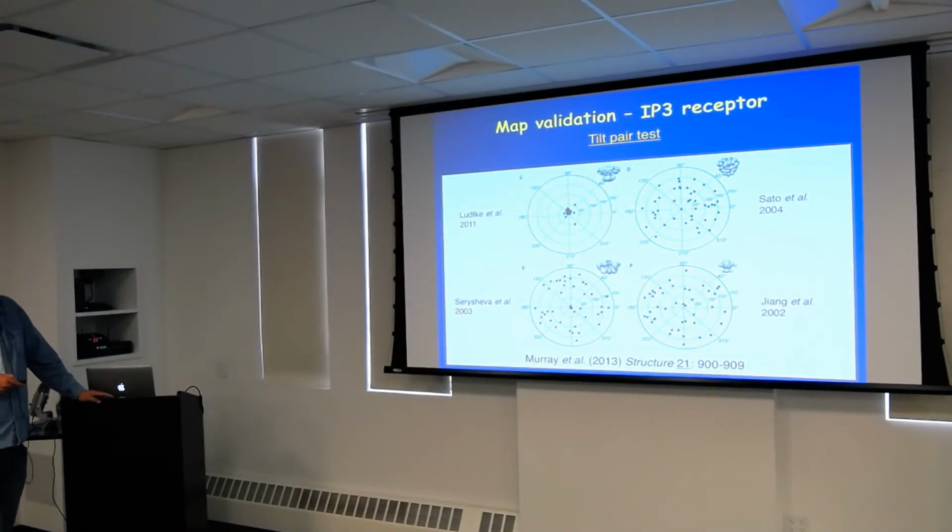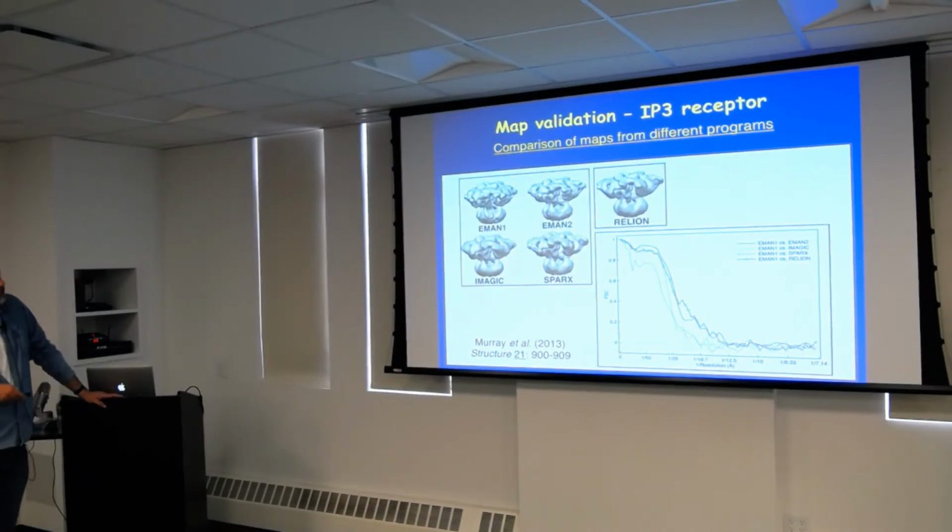And then they did the tilt pair test. And so now they get a very nice clustering of their particles. And all the other ones that were published before, you can see there's just no clustering whatsoever. So all these maps were total nonsense, including this, which is from the same people as this map. So they were very honest and said even their own map was total nonsense. And then they actually did another nice thing. They determined the structure with different programs, and they got the same density maps, and they got kind of the same resolutions. So that was good.